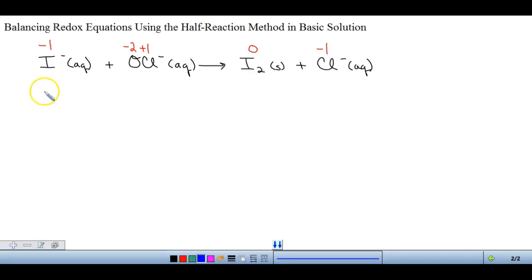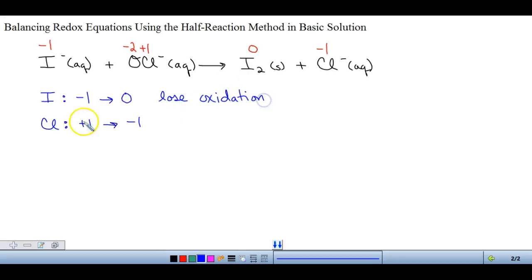So let's examine what happened. We had iodine go from -1 to 0. And we had chlorine go from +1 to -1. So to go from -1 to 0, you have to lose an electron. So that is the oxidation half. And to go from +1 to -1, you had to gain 2 electrons. So that is the reduction half.